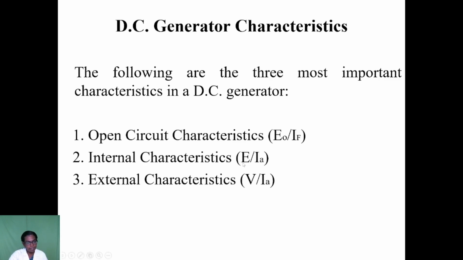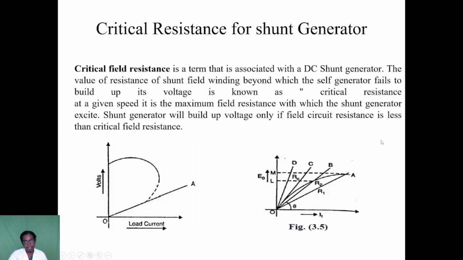Then internal characteristics. Internal characteristics means what happens in the armature at the center of the machine. That is the internal characteristics. And external characteristics means load characteristics. So when the load is given, we see what changes in the current. And then the critical field resistance.